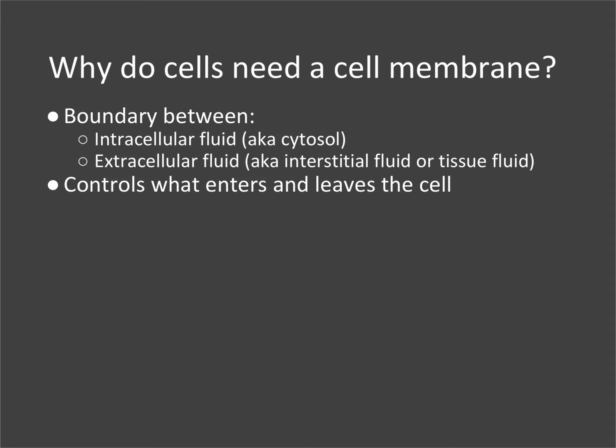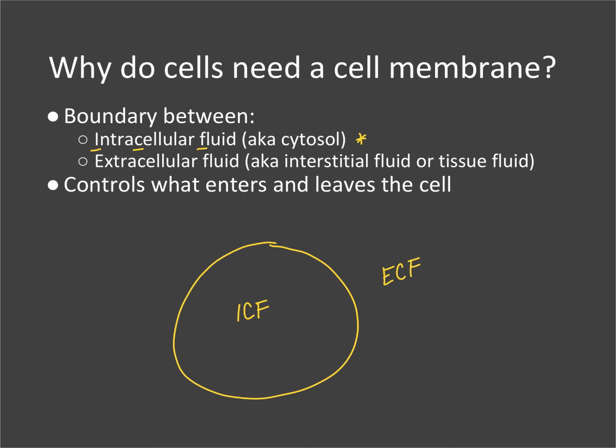So first of all, why do cells need a cell membrane? Well, you can think of the cell membrane as almost like a skin between the inside environment and the outside environment of the cell. So inside the cell, you have fluid called the ICF, and that's our intracellular fluid. And outside the cell, you have the ECF, which stands for the extracellular fluid. And then this line that I drew here is representing the cell membrane.